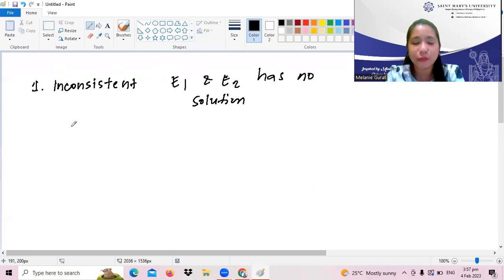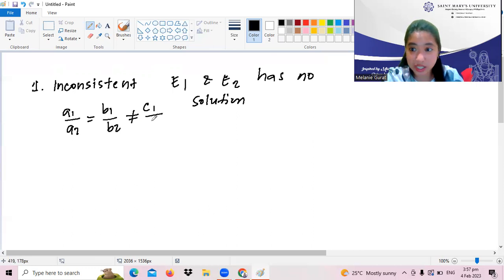To determine, if we are given two equations, whether our system of linear equations is of the inconsistent type, we can use the ratio test. That is, when a sub 1 over a sub 2 is equal to b sub 1 over b sub 2, but it is not equal to c sub 1 over c sub 2.